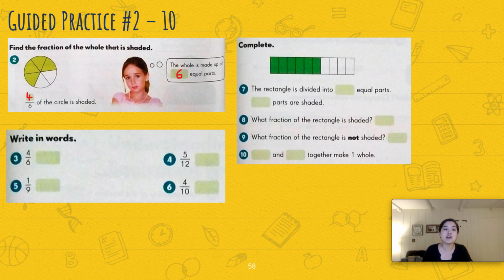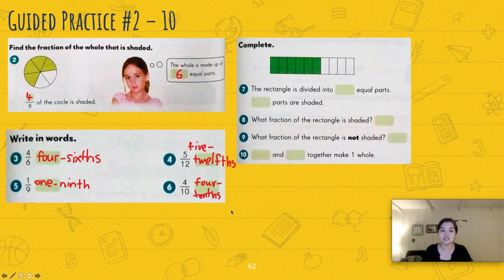Let's look at 3. We have to write this in words. The top number, we just say the number, and then the bottom number, we have to say it with the th, right? So 4/6. Okay. What about this? 5/12. What about number 5? 1/9. What about number 6 here? 4/10. Okay.